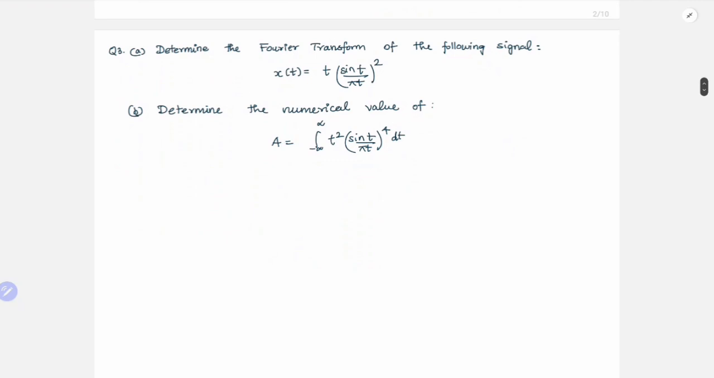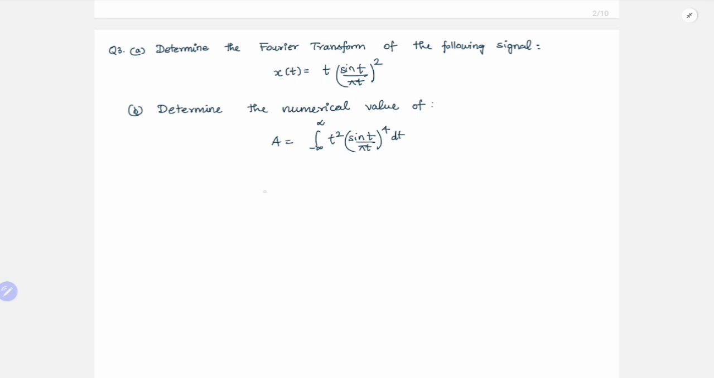Determine the Fourier transform of the following signal. X of t is equal to t sin t by pi t whole square, and determine the numerical value of a, which is nothing but integral minus infinity to infinity t square sin t by pi t whole power 4 dt. So how do we approach this problem? So it will be difficult if we directly try to integrate this and find. Indeed, you will not be able to find it.